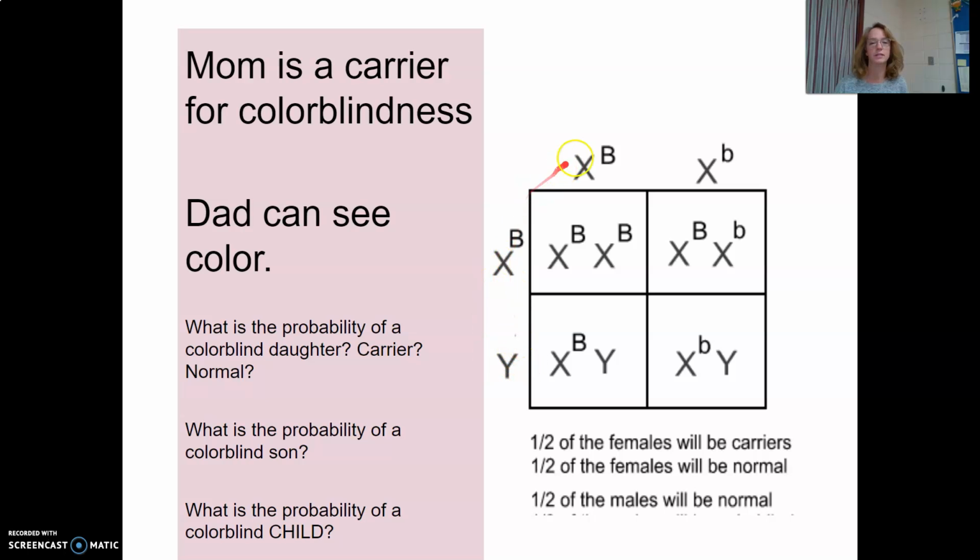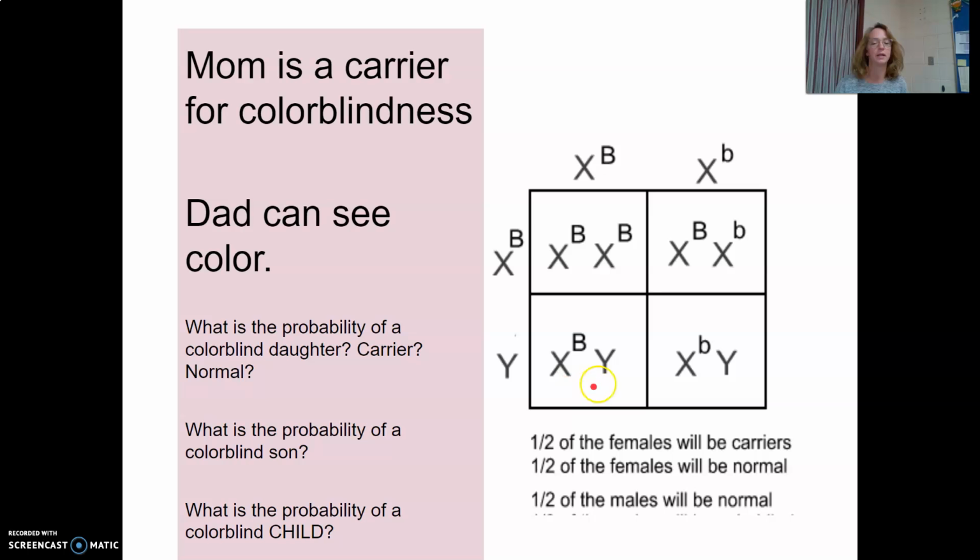So you're going to cross it the same way. Take the mom's X with the big B, carry it down and carry it down. Take the X with the little b, carry it down, carry it down. Take dad's X with the big B and slide it over, and dad's Y, slide it over. So here are two baby girls. The baby girls could be homozygous dominant, or the girls could be carriers. So again, if it's on a sex chromosome and you have one of each allele, you are called a carrier.